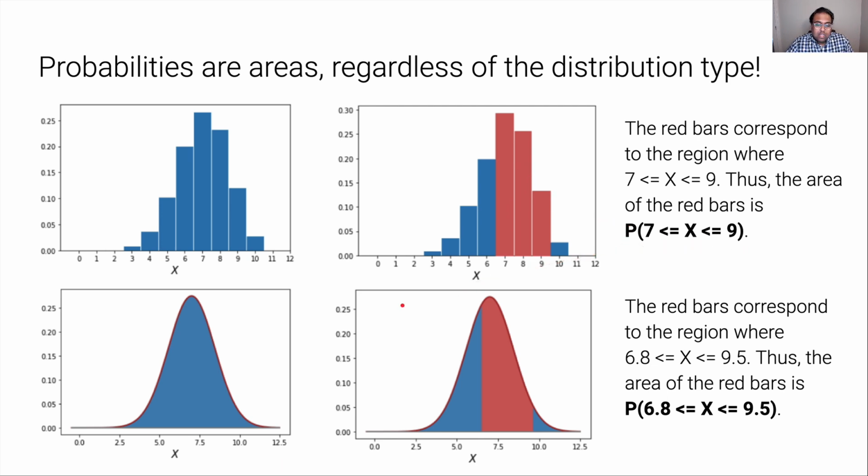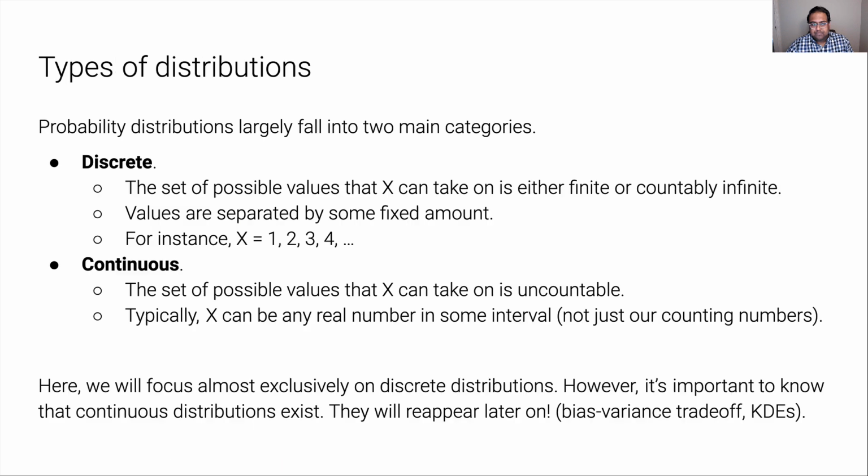These bottom two distributions are of a continuous random variable, and it seems like on the x-axis, this shaded region starts around 6.8, I want to say, and ends around 9.5. And so the area of this red region is equal to the probability that this random variable x is between 6.8 and 9.5. So it's useful to think of probabilities in terms of areas, regardless of the distribution type.